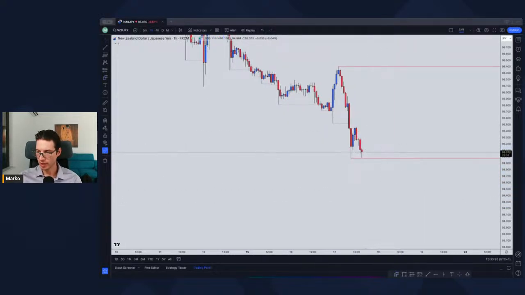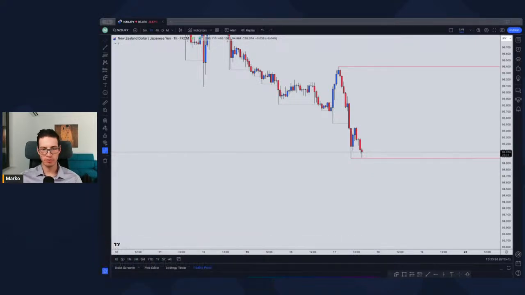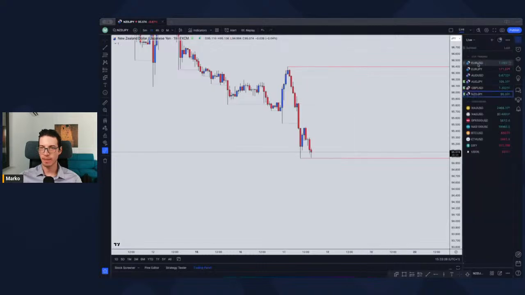We have some questions. How many pips stop loss did you put in the US dollar pairs? Okay, so for the euro US dollar, I use 10 pips stop loss, EJ 12 pips, Aussie US dollar 10 pips, AJ 12 pips, pound US dollar, I use 15 pips for the break and retest entry, and I usually use 20 pips for the flag entry. And I do not trade the reversal entry. NJ, I use 12 pips.